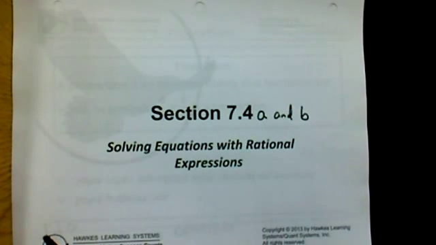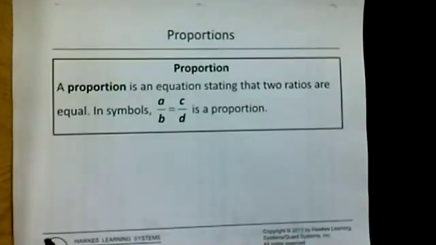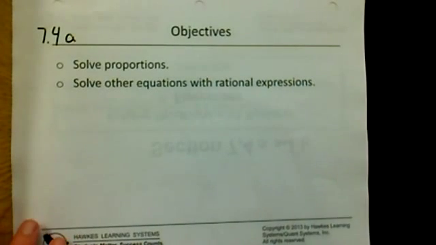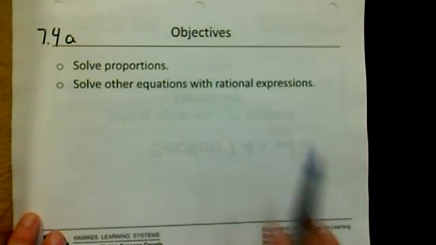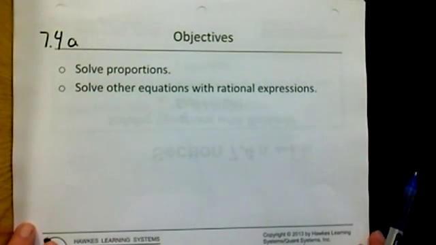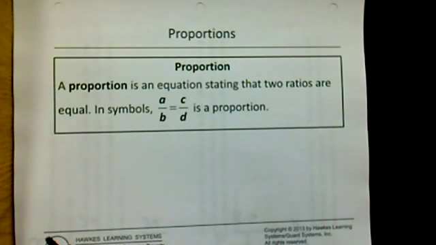Part A is dealing with proportions, but they're algebraic proportions, and so they're a little bit different. We're going to look at solving proportions as our objective, and then solve other equations with rational expressions. That's our main goal today, to get those two out of the way. When we get into the proportions, we've got some story problems involved, and so forth. So let's take a look at what a proportion happens to be.